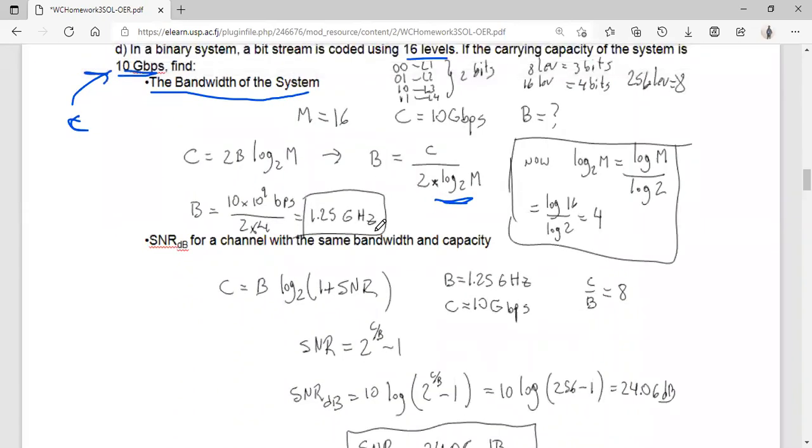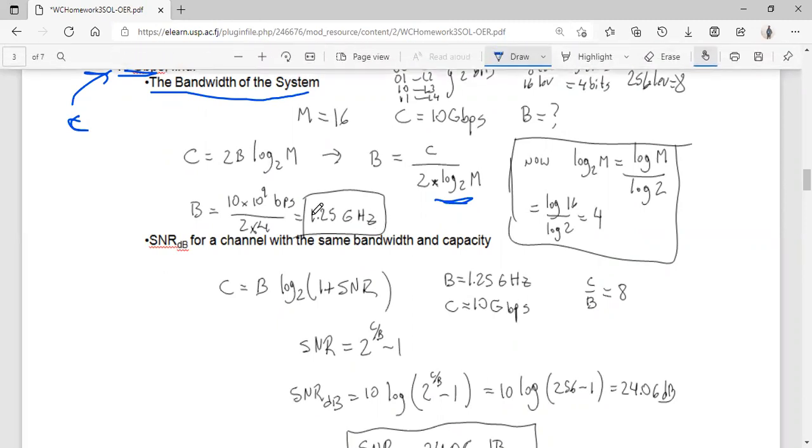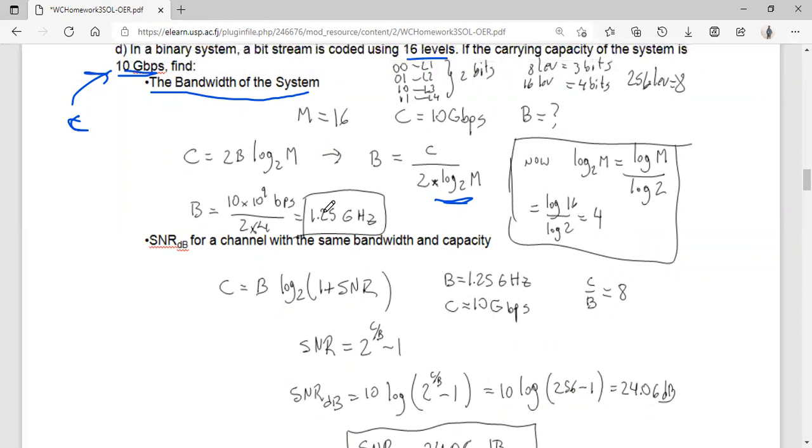Let me just directly recheck. Is it 6 or 1? So 10 times 10 to the power of 9 divided by 8 is basically equivalent to 1.25, right? This is 1. This is not 6, okay? 1.25 gigahertz.